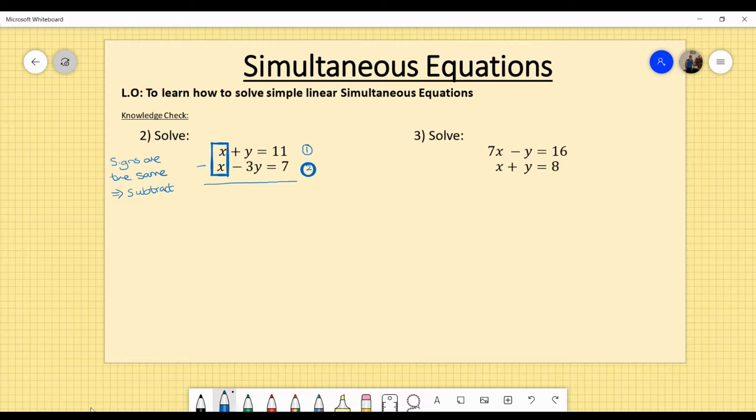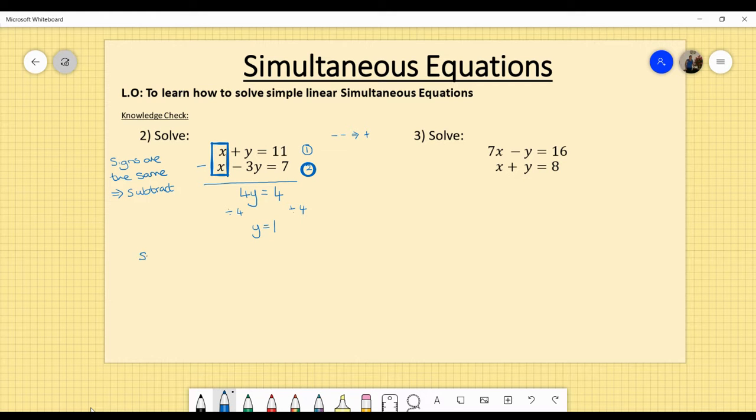Now be very careful next. I've got positive y minus 3y, and hopefully you'll remember a minus and a minus really means that we need to add them. So it's then y add 3y, that gives me 4y. And then I've got 11 take away 7, that gives me 4. Then to find y, I divide both sides by 4, and I end up with y is equal to 1.